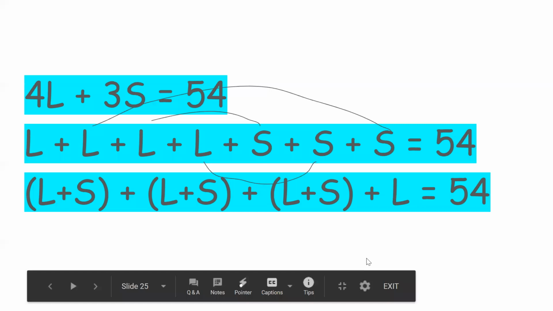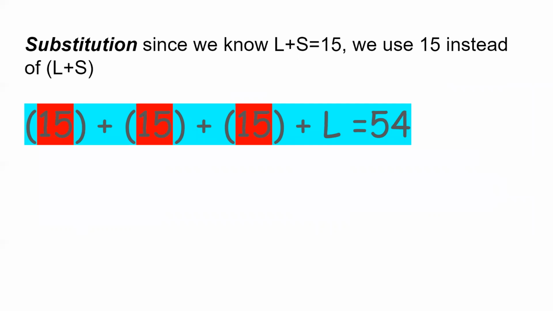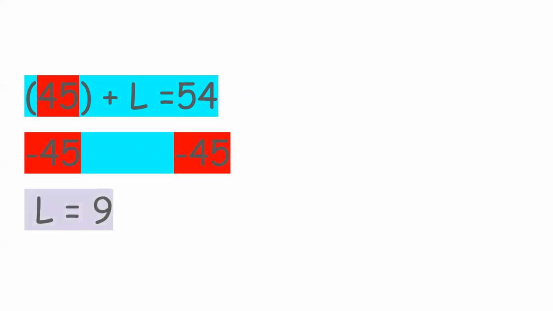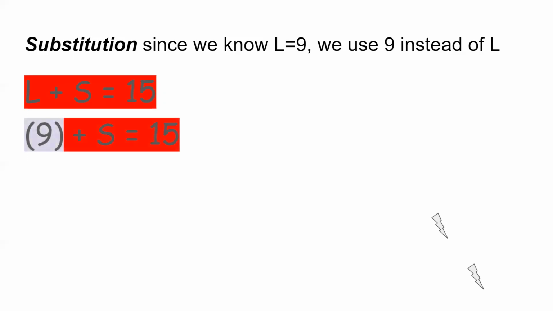Well, now I can use substitution again because I know L plus S is 15 in this problem. So every time I see L plus S, I'm going to use 15 instead of L plus S. So now I have 15 plus 15 plus 15 plus L equals 54. Well, I can combine 15 plus 15 plus 15 as 45, and now it's a one-step equation. Subtract 45 from both sides, L equals 9. Well, now that I know L is 9, I can use substitution again. Instead of using L, I'm going to use 9 because I know L is equal to 9. So I plug in 9. It's a one-step equation. Subtract 9, S equals 6.